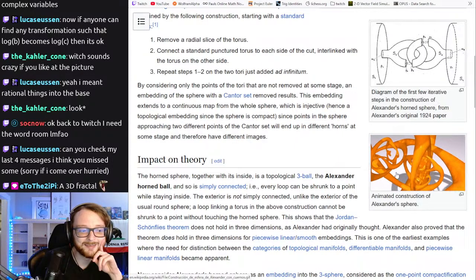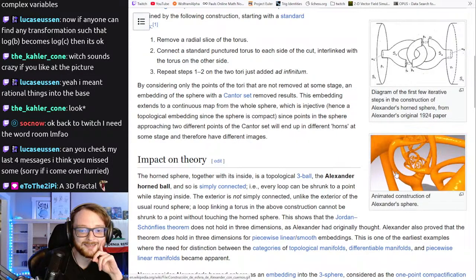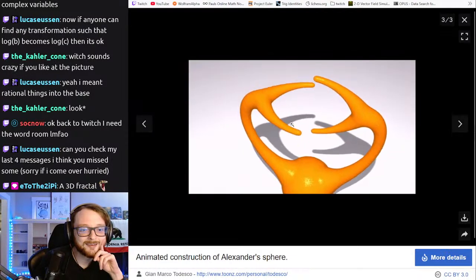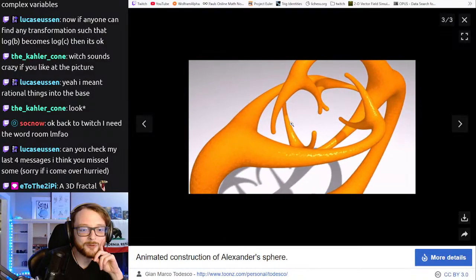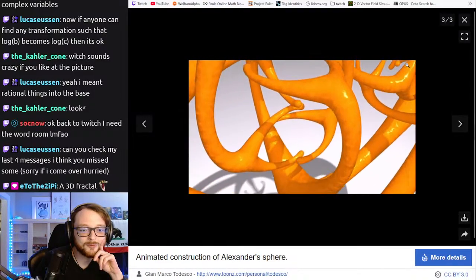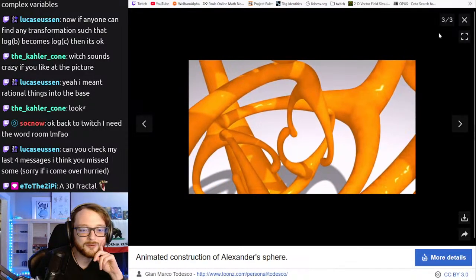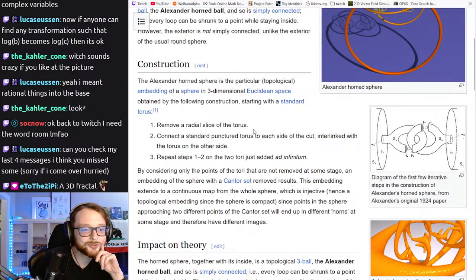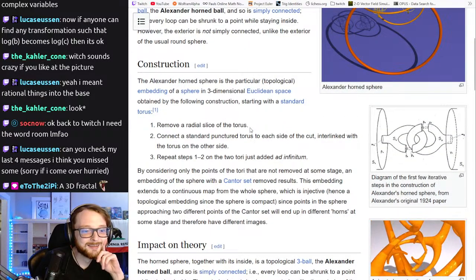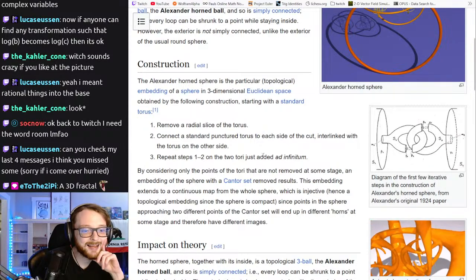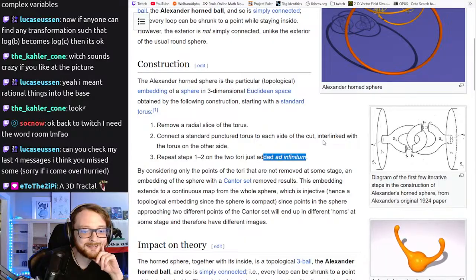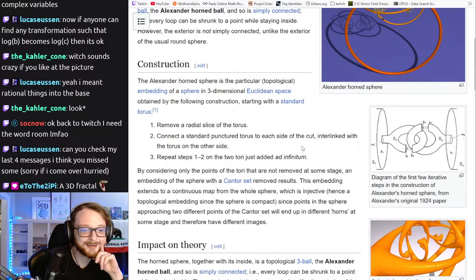Just looking at that. A 3D fractal? Is this actually like, would it be continued infinitely? I assumed you could make an infinite shape in topology. Oh my god, you actually okay. That seems problematic. I don't know.